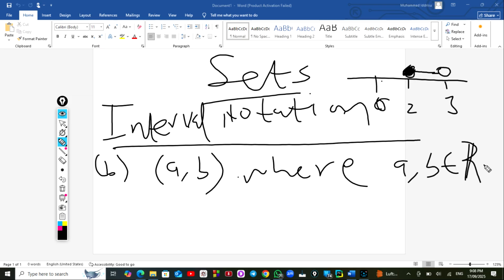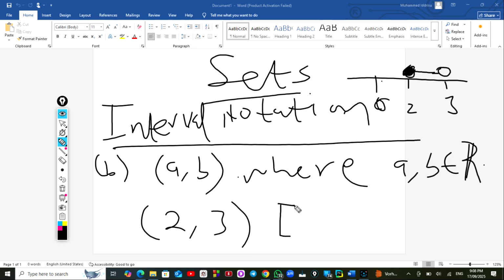We can represent the same thing we've just done with the inequalities as interval notation. So (2, 3), you just have it this way. If I have this, it means that 2 is not included and 3 is not included. It means everything between 2 and 3 without including 2 and 3 themselves.